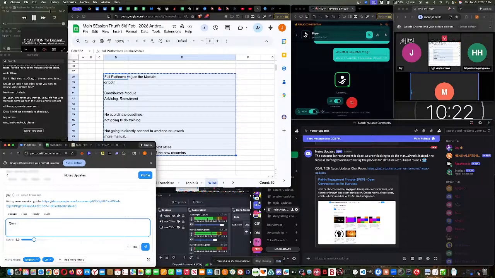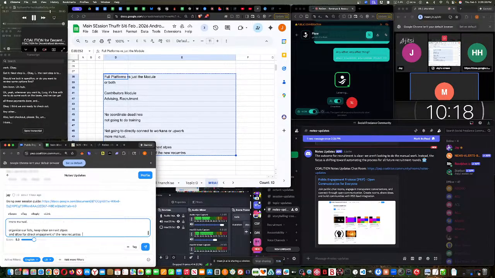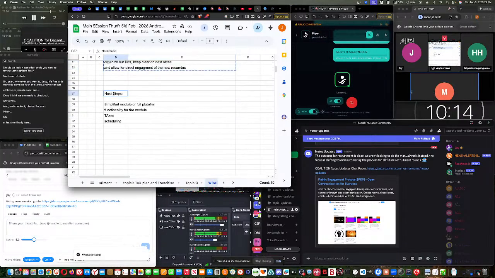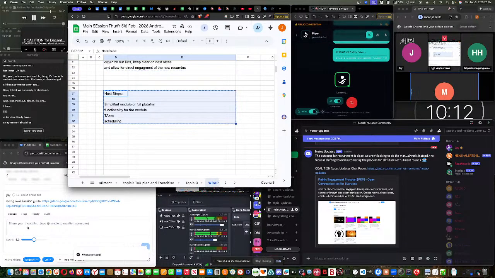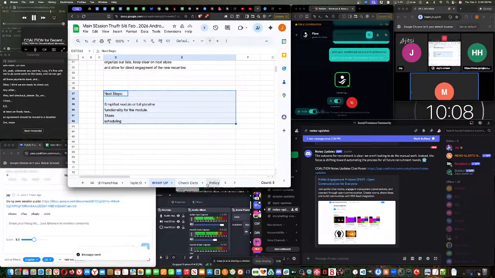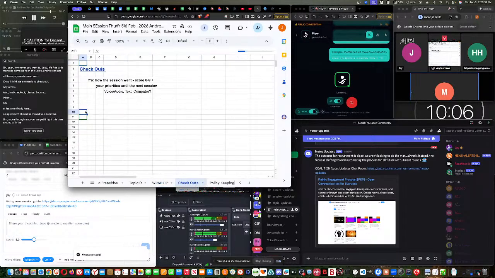So, Martin, 5.5. At least we finally have an agreement to move to automation, and let's just hope we get it right this time around with the automation. Check.